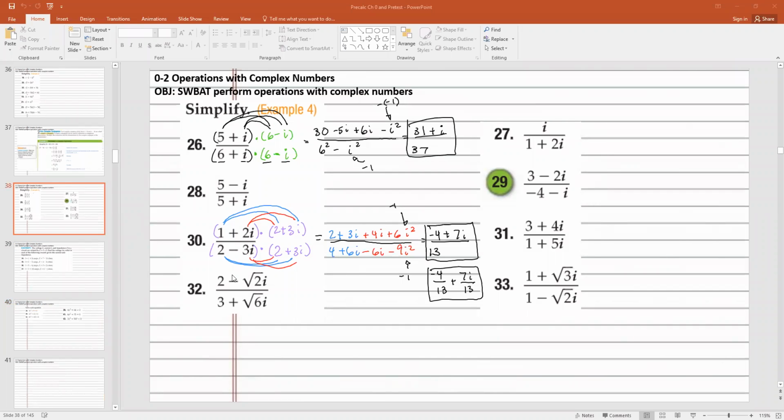Ooh, they have completing the square. Maybe we should do completing the square just for fun. Yeah, I don't know why I put an equal. All right, so here, multiply by the radical.